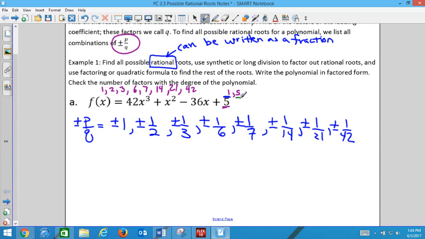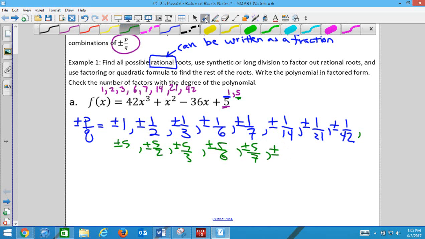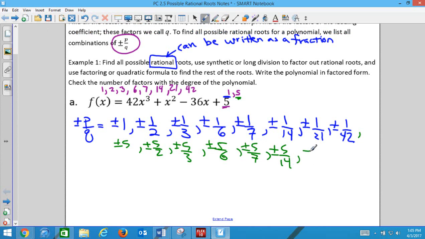Okay, then we're going to do the 5 over each of these numbers. Plus minus 5 over 1 is just 5. Plus minus 5 over 2. Plus minus 5 over 3. Plus minus 5 over 6. Plus minus 5 over 7. Plus minus 5 over 14, plus minus 5 over 21, plus minus 5 over 42.